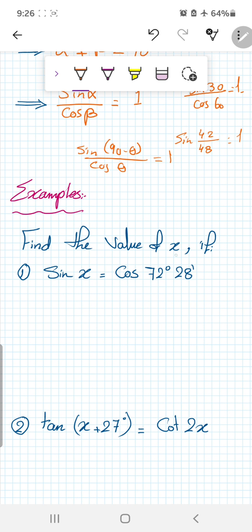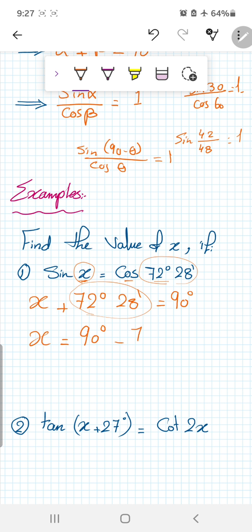First, find the value of x if sine x equals cosine 72 degrees 28 minutes. As we said, sine of an angle equals cosine of an angle, so the sum of the two angles is 90 degrees. Here we have x plus 72 degrees 28 minutes equals 90 degrees. It's an equation. Move 72 degrees 28 minutes to the other side by negative, so x equals 90 degrees minus 72 degrees 28 minutes. The result will be 17 degrees and 32 minutes.